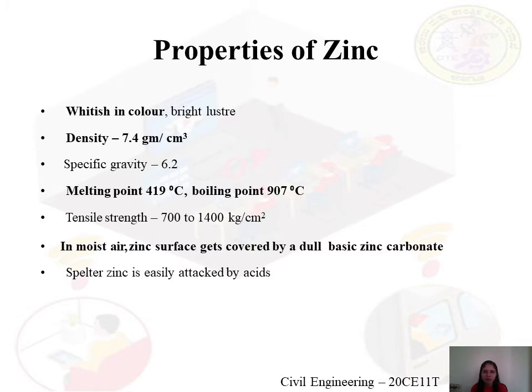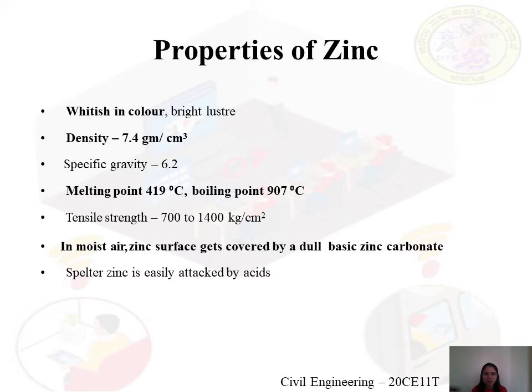It is more than aluminium in weight; zinc has slightly more weight. Aluminium is the lightest metal, and the specific gravity of zinc is around 6.2. The melting point of zinc is 419 degrees Celsius, and it boils at 907 degrees Celsius. The tensile strength is around 700 to 1400 kg per centimeter square.